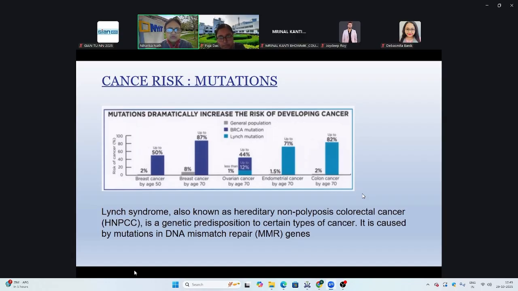Let's talk about that. In colorectal cancer, as you see, by age 70, the general population just has a 2% chance, but if an individual has HNPCC, at the bottom, the gene, then... HNPCC, we call it a gene, but it's a condition, the hereditary non-polyposis colorectal cancer.